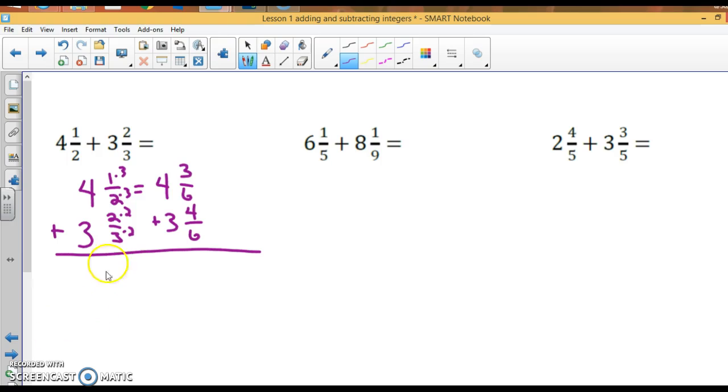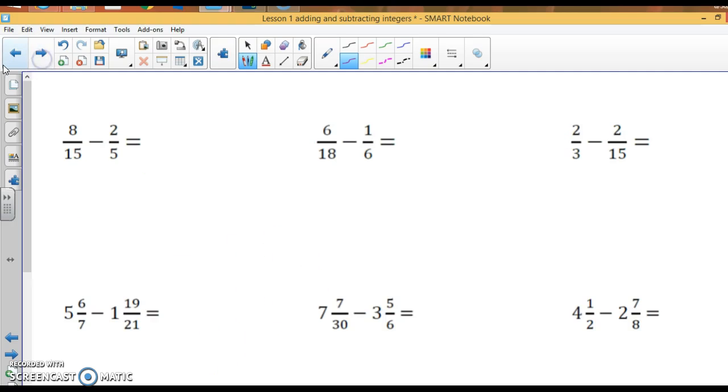Now, when I add 4 and 3/6 plus 3 and 4/6, I get 7 and 7/6. But I do not leave it written like that because this is an improper fraction. 6 goes into 7 one time. So this is 1 and 1/6. But I already have this 7. So my final answer is 8 and 1/6.